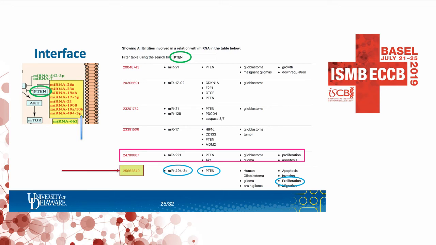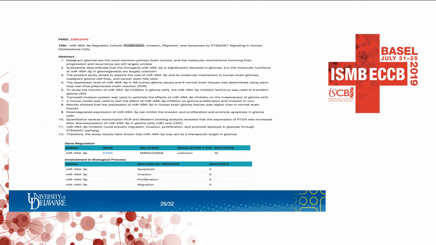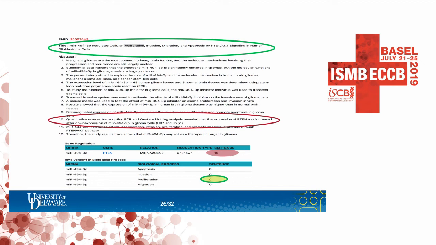I've already shown you what the abstract page looks like. So if I want to explore the PMID 25662849, it brings me to this page where I see, okay, this particular row has MIR494 inhibiting PTEN, which is in sentence 10. And then I see there is one more sentence that says MIR494-3P is involved in proliferation, which is sentence number 0, which is actually our title. And this gives us a textual evidence of microRNA 494-3P's role in inhibiting PTEN and resulting in cell proliferation in case of GBM cells.